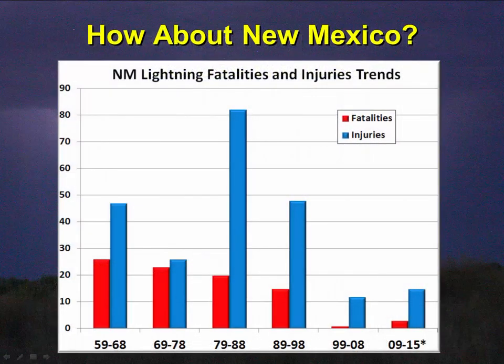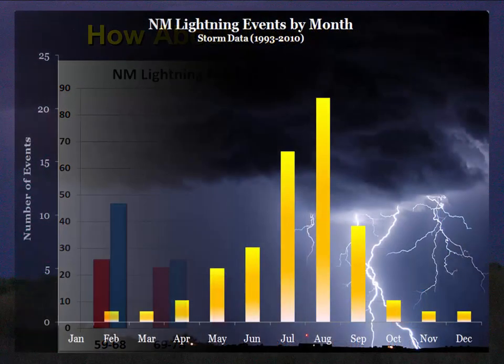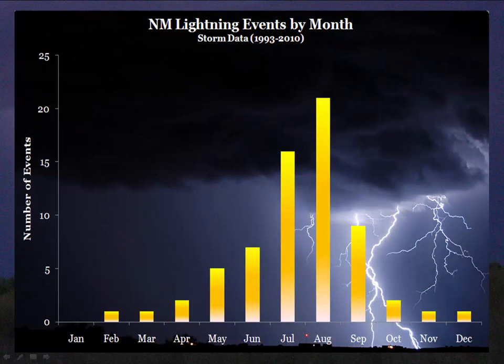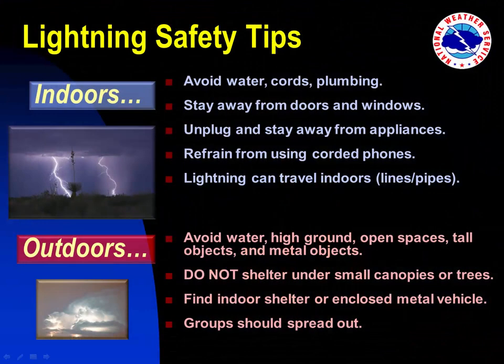In New Mexico, same trend, fewer and fewer with each passing decade, but still too many. It's the summer months where you have the most lightning fatalities and lightning-caused injuries. Probably not surprising because that's when you have the greatest number of thunderstorms and the greatest number of people outdoors enjoying our mountains and hikes and our lakes. But there's no safe place outdoors, unfortunately.